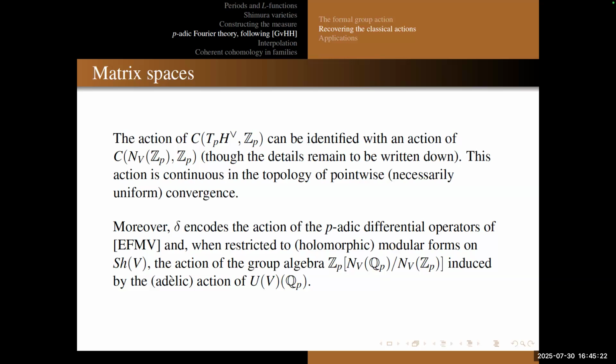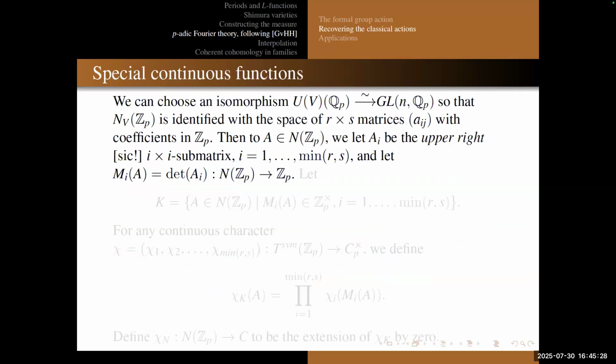All right, so we get a construction that has these exposed properties. So we choose an isomorphism so that NVZP is identified with the space of R by S matrices with coefficients in ZP. And now we take the upper right I by I submatrix in this R by S matrix, going from 1 to the minimum of R and S. And we let MI of A be the determinant of this matrix.